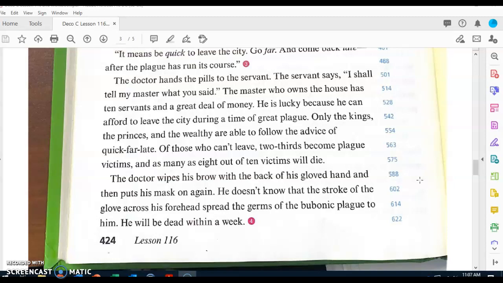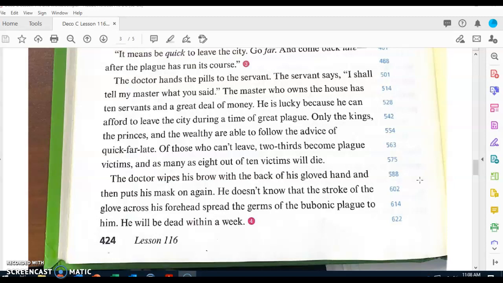How did many wealthy people escape the plague? Wealthy people escaped the plague by leaving the city. What happened to the poor? The poor could not afford to follow the quick, far, late advice, so many of them died. Now, how did the doctor spread germs to himself? The doctor spread germs to himself by wiping his brow with his glove.